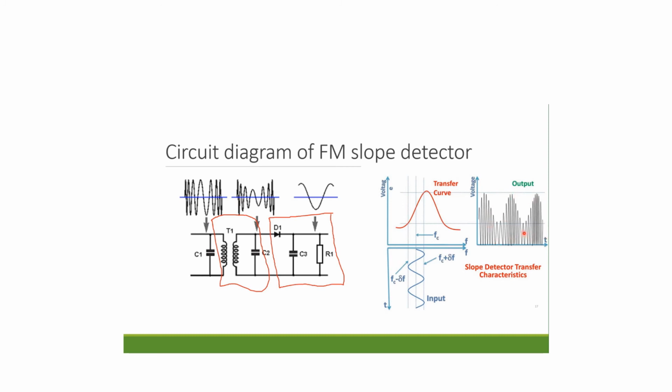So this is the output of tuned circuit, and after that there is an envelope detector which will detect the envelope. Envelope means this is the envelope of the output. I can show it by using a pen. So this is basically the envelope of our signal, which is actually the message signal.